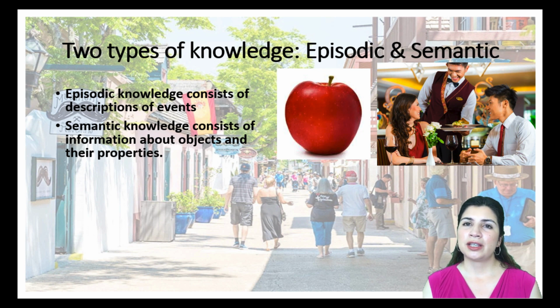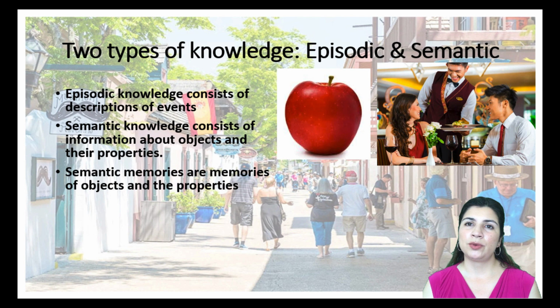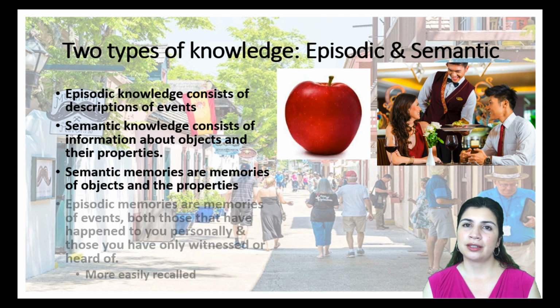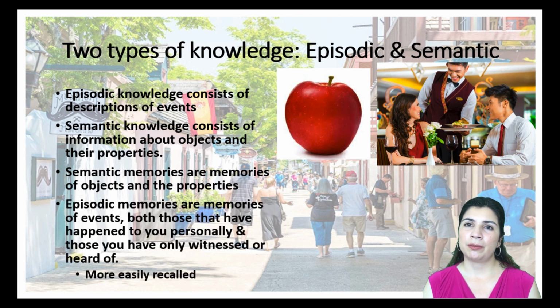Correspondingly, the two types of memories that we have are called semantic and episodic memories. Semantic memories are memories we have of objects and their properties, whereas episodic memories are memories of events, both those that have happened to you personally, as well as those that you have only witnessed or heard of. So which type of memory do you think comes to mind more easily? You probably guessed that since experiences are so vivid, that episodic memories are more likely to be recalled.